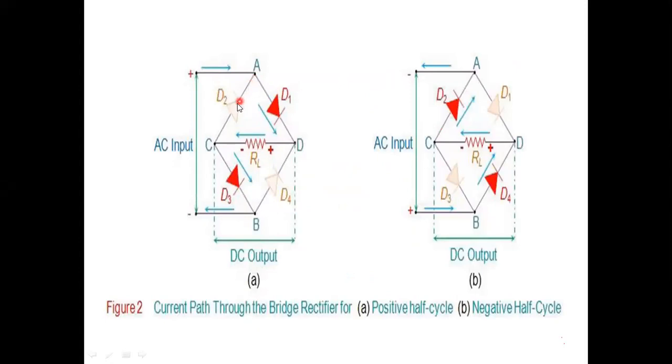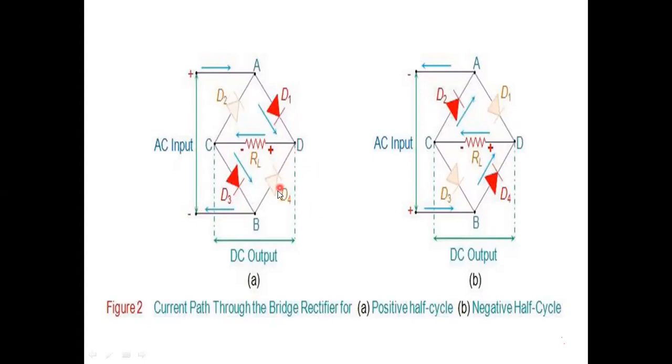Starting with the reverse blocked diode, the barrier potential increases and it will act as an open circuit. Next, the load current will flow like this through diode D3, and it will go back to the negative. Here also it is blocked already.